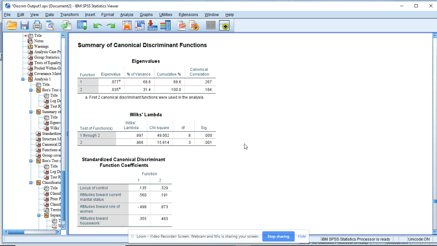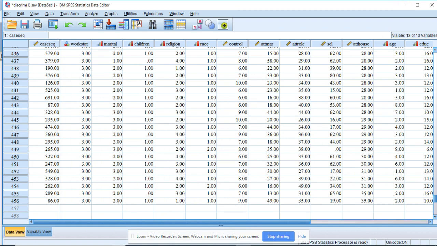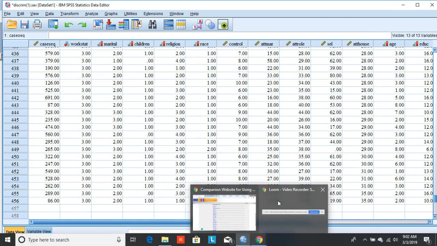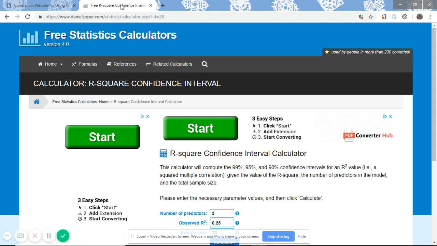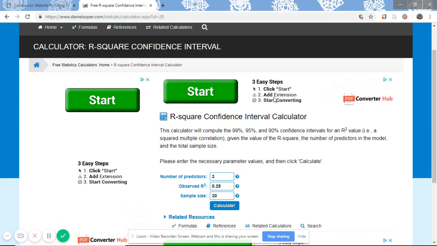So in order to find the confidence intervals for this, to calculate this, you need a calculator. So let's save this output, and I will show you a website that I found. Oh, here it is. So it's a free R-square confidence interval calculator. Because we're looking at that canonical R-squared, this will work for us. So this website is danielsoper.com/statcalc/calculator.aspx?ID equals 28. So that will bring you to this confidence interval calculator.